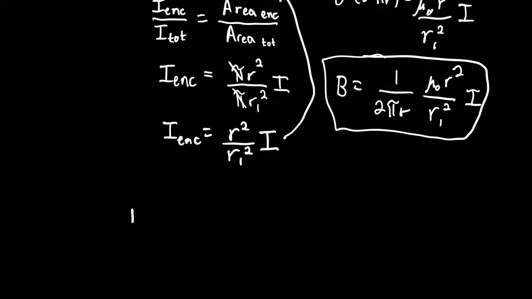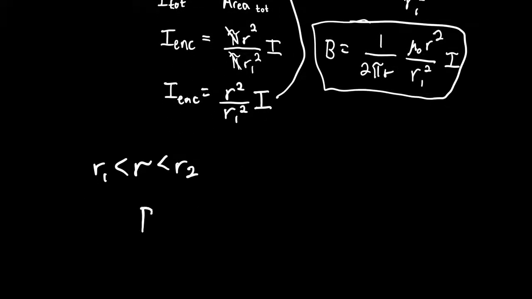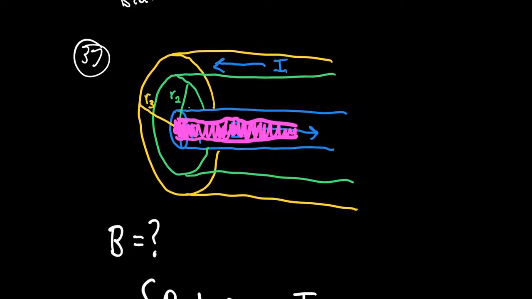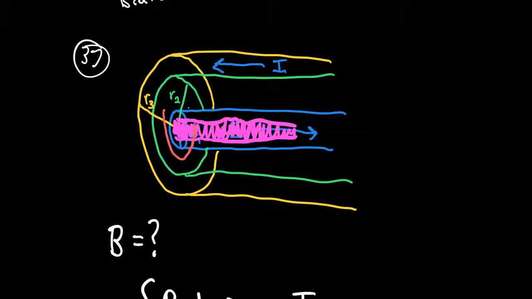There's always more. R is greater than R1, but less than R2. Right away, we can jump to B times 2 pi R. We know that. Equals mu naught times I enclosed. Let's go back up to our picture. Let's explode this up. We're going to go back down. Let's do this in red. So in red, if I'm between R1 and R2, I'm going to be in here.